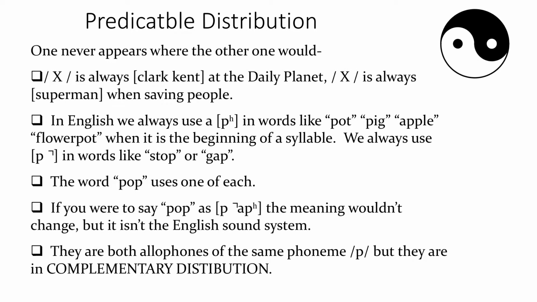So these are both allophones of the same phoneme, but they're in complementary distribution. Clark Kent and Superman are in complementary distribution. Together they make up the total amount of appearances that this could make. The aspirated and unreleased versions of this, they're in complementary distribution. They have a clear distinction who is in what territory, and the other one stays out of the other one's territory.